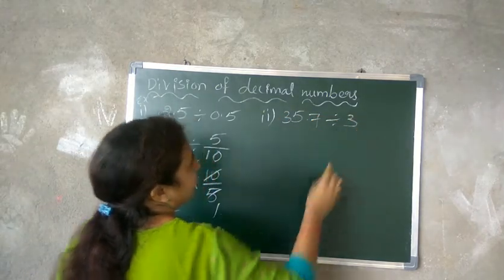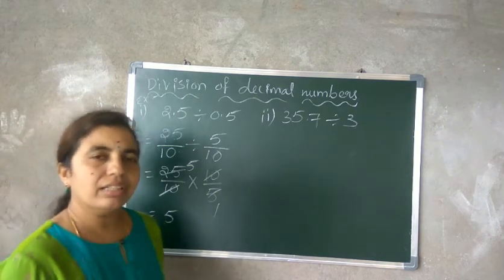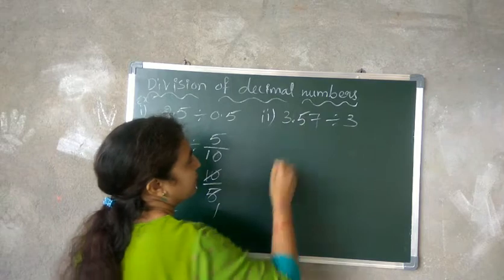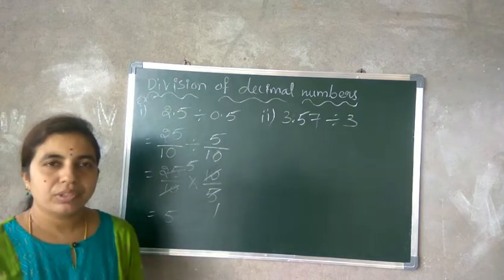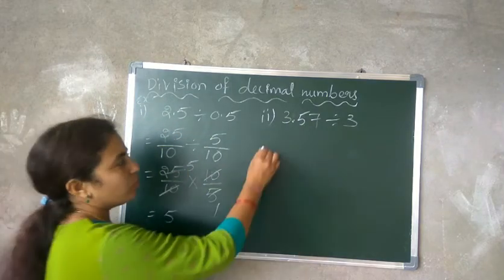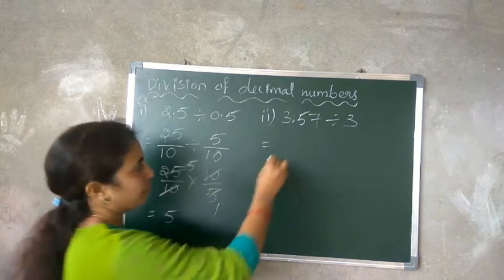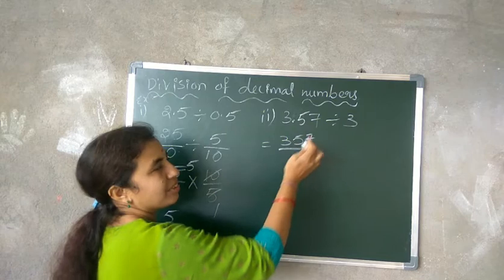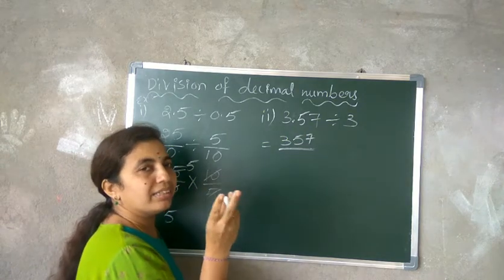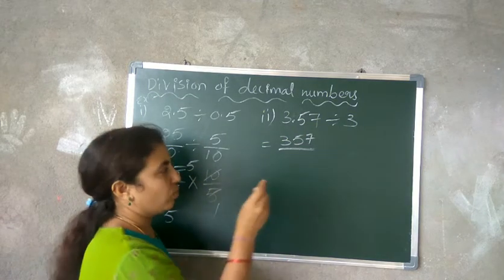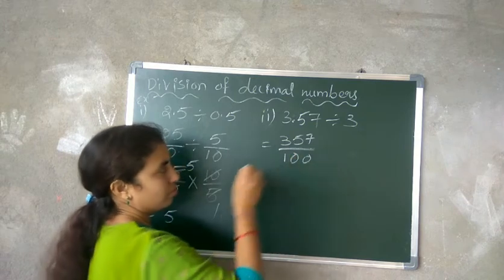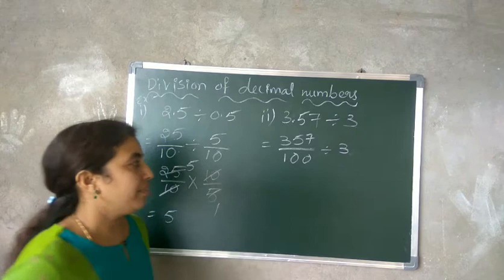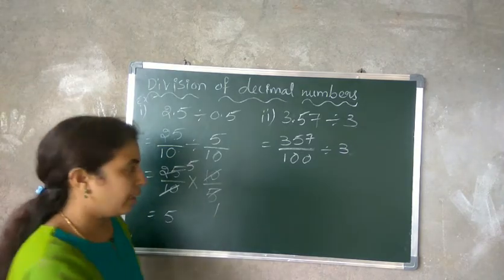3.57 divided by 3. So what do you have to do? First you should convert this into a fraction. What will you get? 357 by, how many decimal digits do you have? 2 decimal digits. That means in the denominator you will get 2 zeros, 100, divided by 3. 357 by 100 divided by 3.